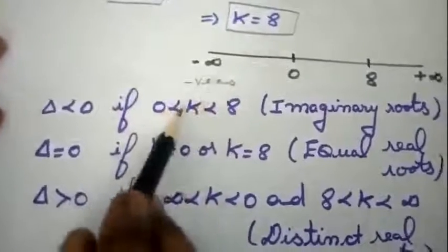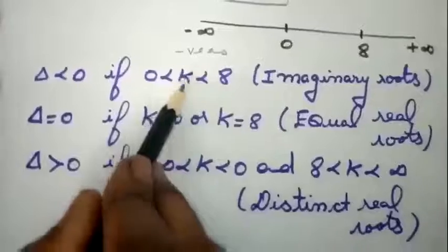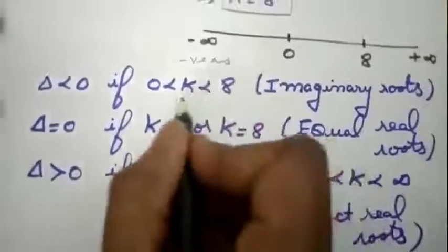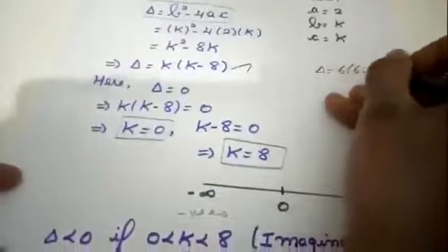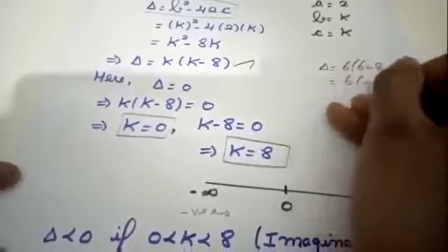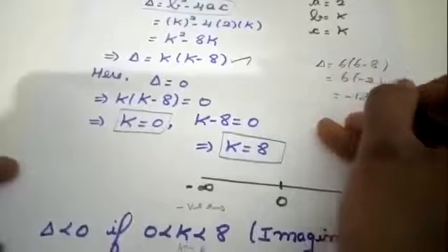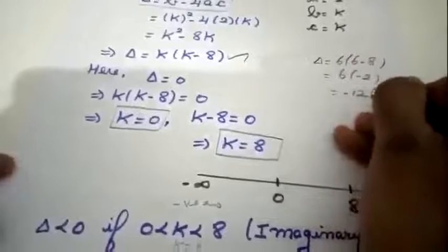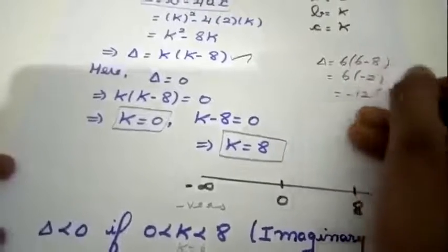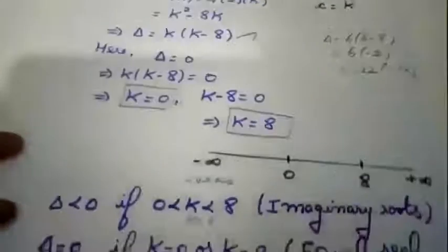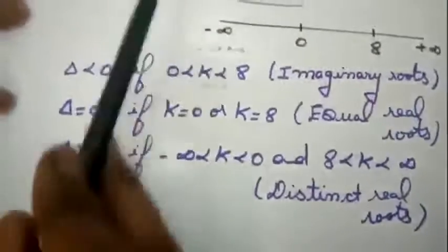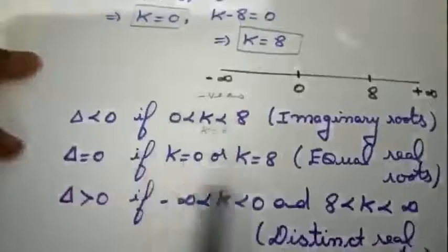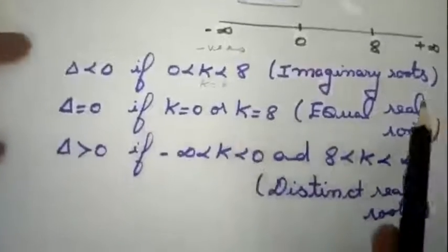Suppose I take the value 6 for k. If I substitute here, delta equal to 6 into 6 minus 8, that is 6 into minus 2, equal to minus 12. The number is not important. I am going to check only the sign, that is, I am getting a negative answer. So I am getting imaginary roots. Delta equal to 0 is the condition given in your question, and we have found k equal to 0 or k equal to 8, that is equal real roots.